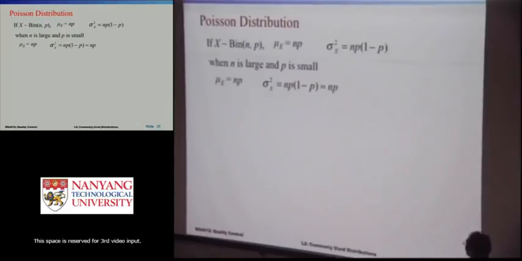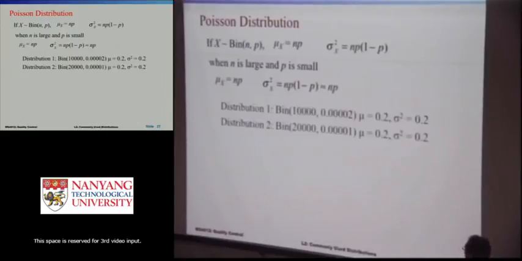So when p is very small, we can approximate this. So we look at two examples. In distribution 1, n equals 10,000, and p is very small. And we can get the average is this, the variance is this. And for this one, the number of trials is different. This is 2 times more, and the successful probability is 2 times smaller. So we still get the same average and the same variance.